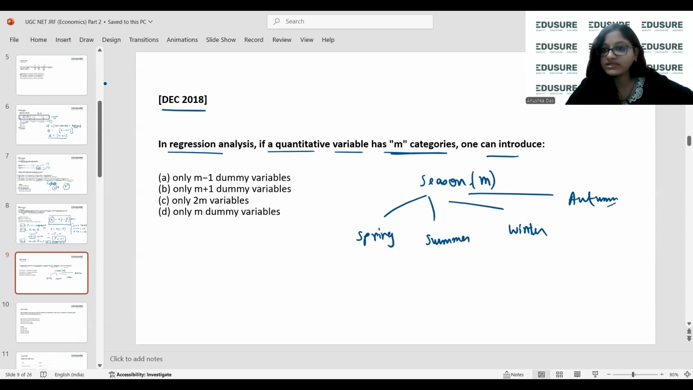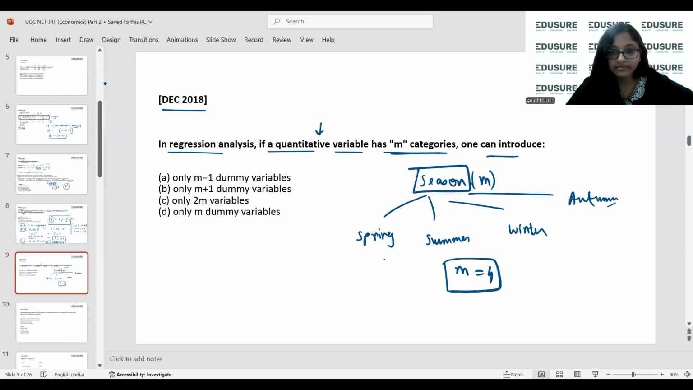So m is how much? 1, 2, 3, 4. The value of m is 4. Season is a categorical variable, or rather it should be a qualitative variable, not quantitative. Sorry for that. So it should be a qualitative or categorical variable. So it has m categories: 1, 2, 3, 4, m categories are there. So how many dummies should you introduce for m categories?